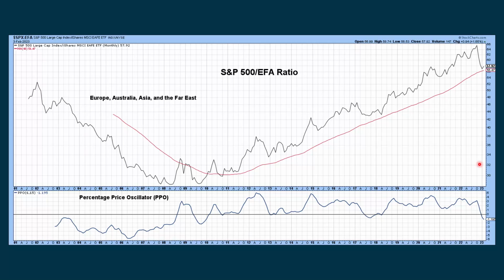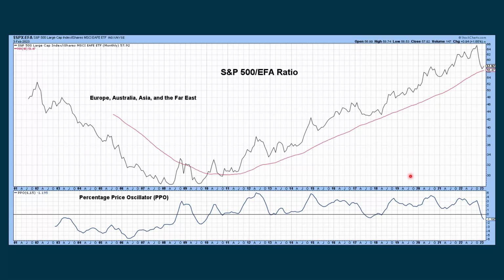Here's a chart that I first showed in last week's video. Up on top, this is trying to compare the S&P 500 with stocks that are based in Europe, Australia, Asia, and the Far East. This is a ratio where we look at the S&P 500 compared to the international ETF. When this is going up, that means the S&P 500 is outperforming. Well, we're starting to see some weakness. We're coming right back down to this 48-period moving average, but then bouncing up from there.